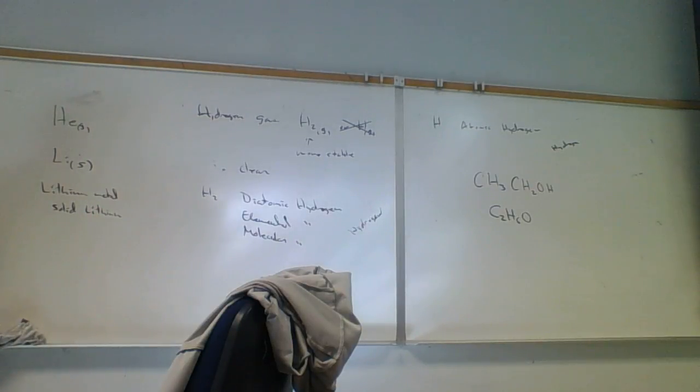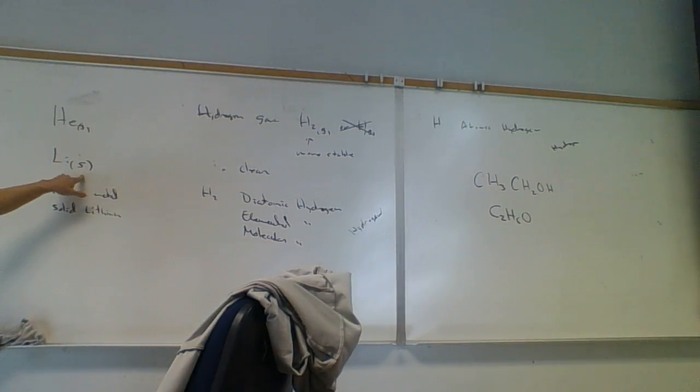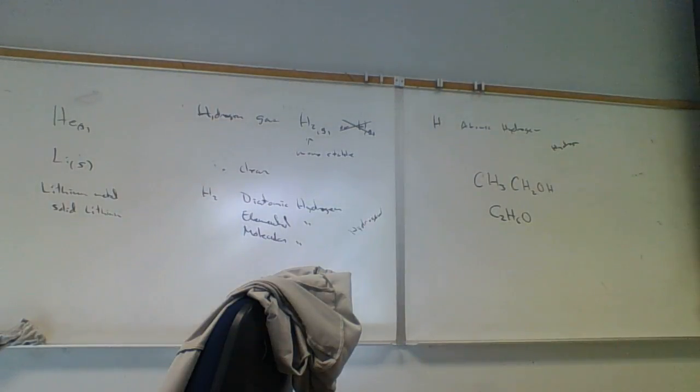Since it's a lattice, we don't know it because there's no definite end. So the easiest is just to write the simplest unit. The simplest unit, later on we'll learn more, but we call that the empirical formula. Empirical just means it's the simplest.